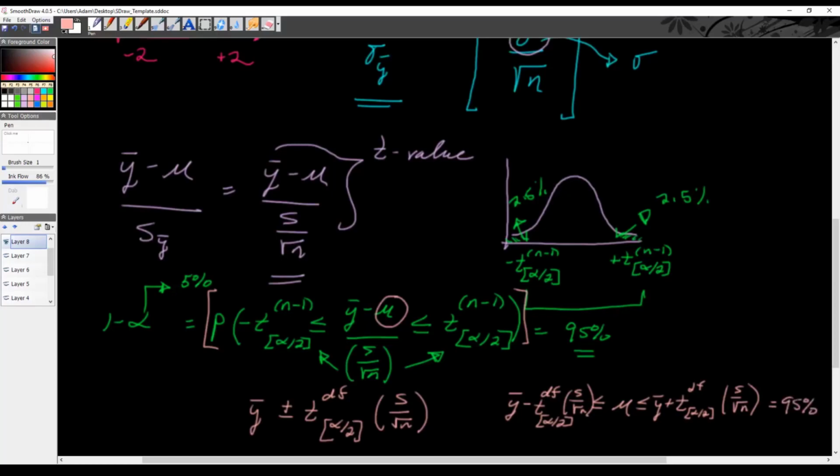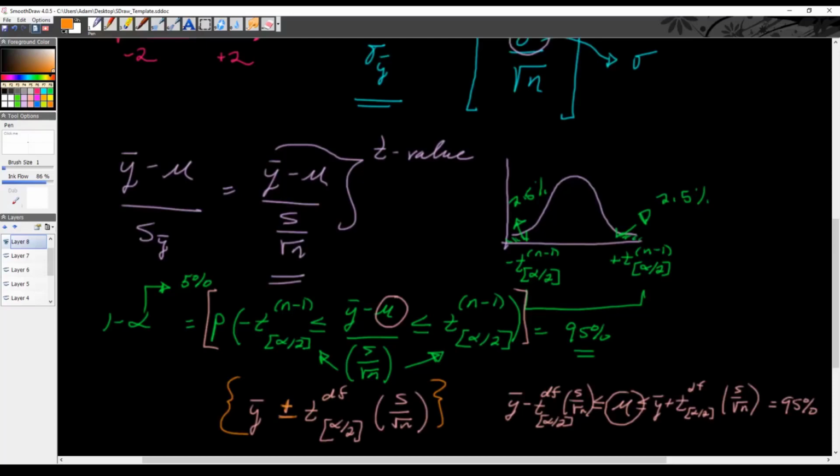So what we're saying is that the true value, the true mean, lies within this interval, y minus the critical multiplied by the standard error, to y plus the critical t value multiplied by the standard error.